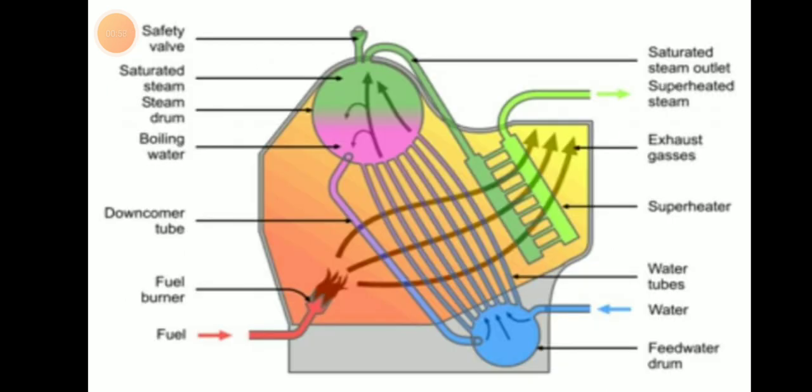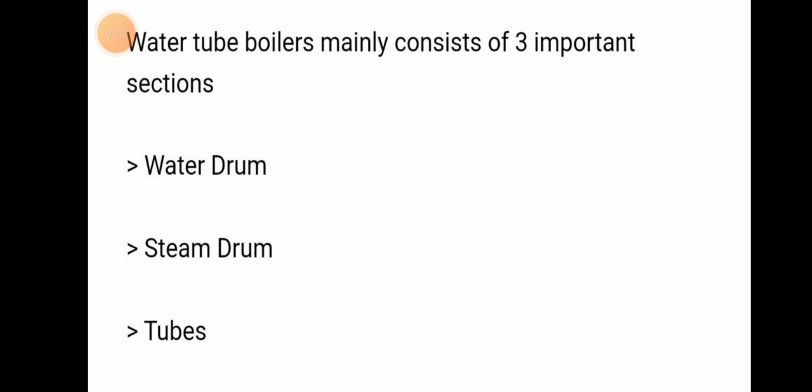Now here is the picture of a water tube boiler. There will be fuel burning, downcomer tubes, boiling water, the steam drum and the water drum, the safety valve, saturated steam outlet, superheater steam, exhaust gas, superheater, water tubes, feed water drum and so on. A water tube boiler mainly consists of three important sections: water drum, steam drum and tubes.